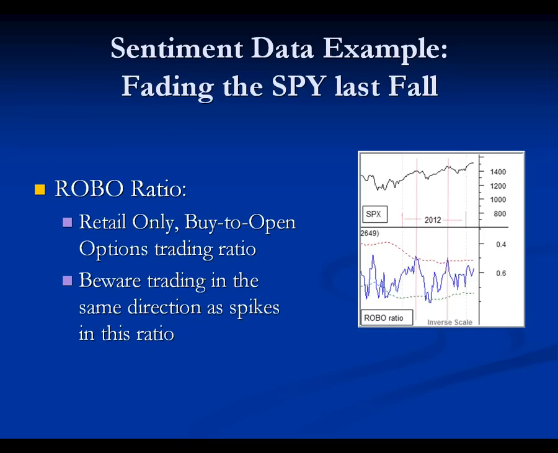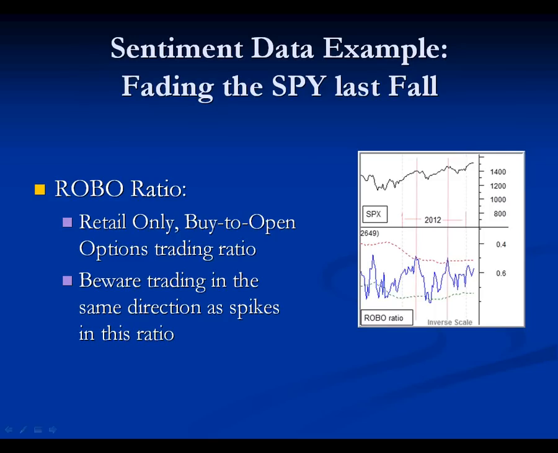And here's just an example of how to use this, and this is more for larger time frame macro trades. But I just want to point out this robo ratio really quickly here. This is the retail-only buy-to-open options ratio. And basically what it shows is the ratio of small traders opening call positions to small traders opening put options for all equities at the CBOE. And the point is, it's a good way to get a sense of when less capitalized, less experienced traders are all sitting with the same bets in place.